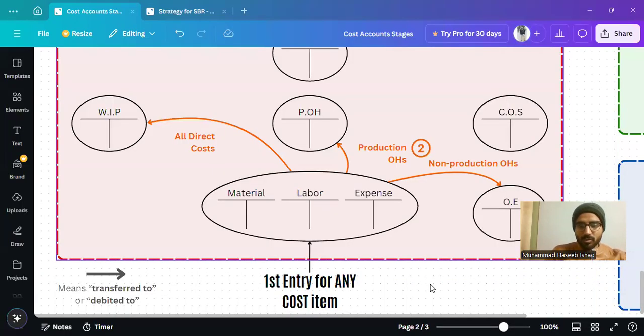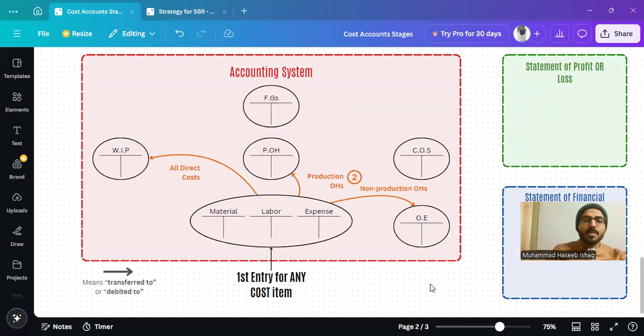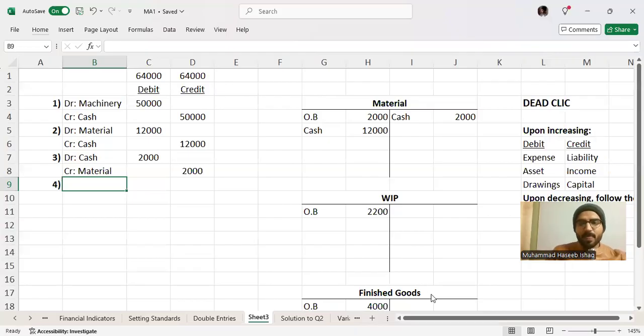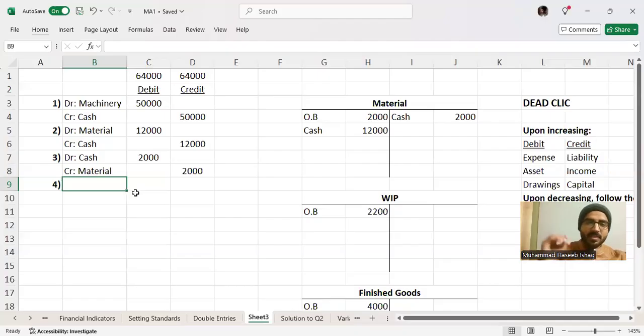So you have to understand this stage. If you just understand this concept, the double entry becomes very easy for you. So let's now come to the double entry. So what was the double entry? We are transferring the direct cost to the work in progress account. So obviously work in progress account is a type of expense account. So when expense increases, we debit it. So debit work in progress account.